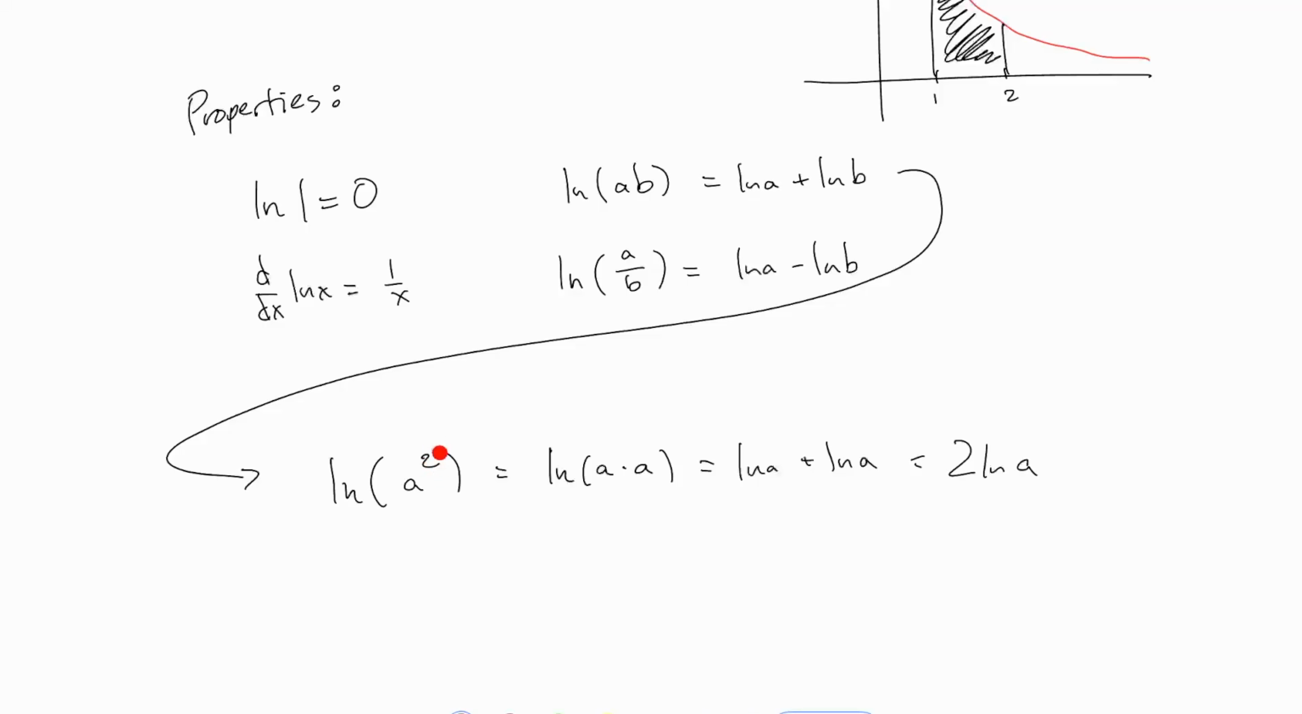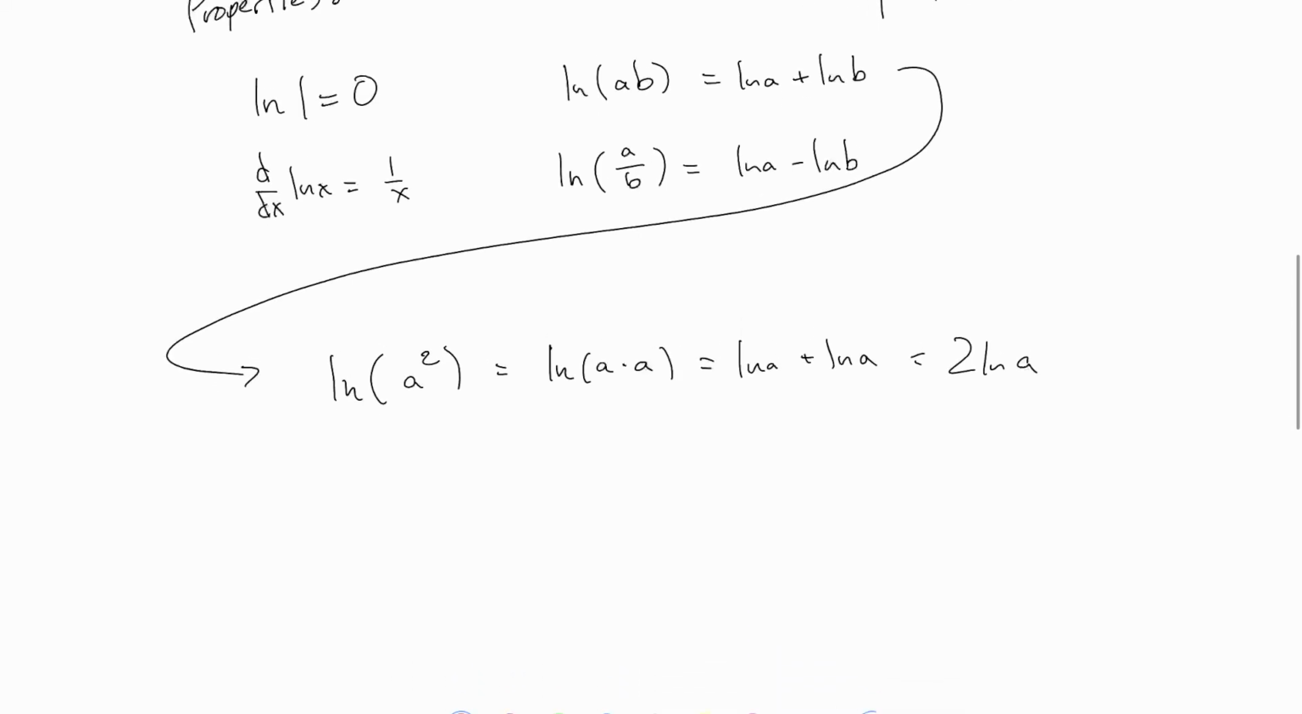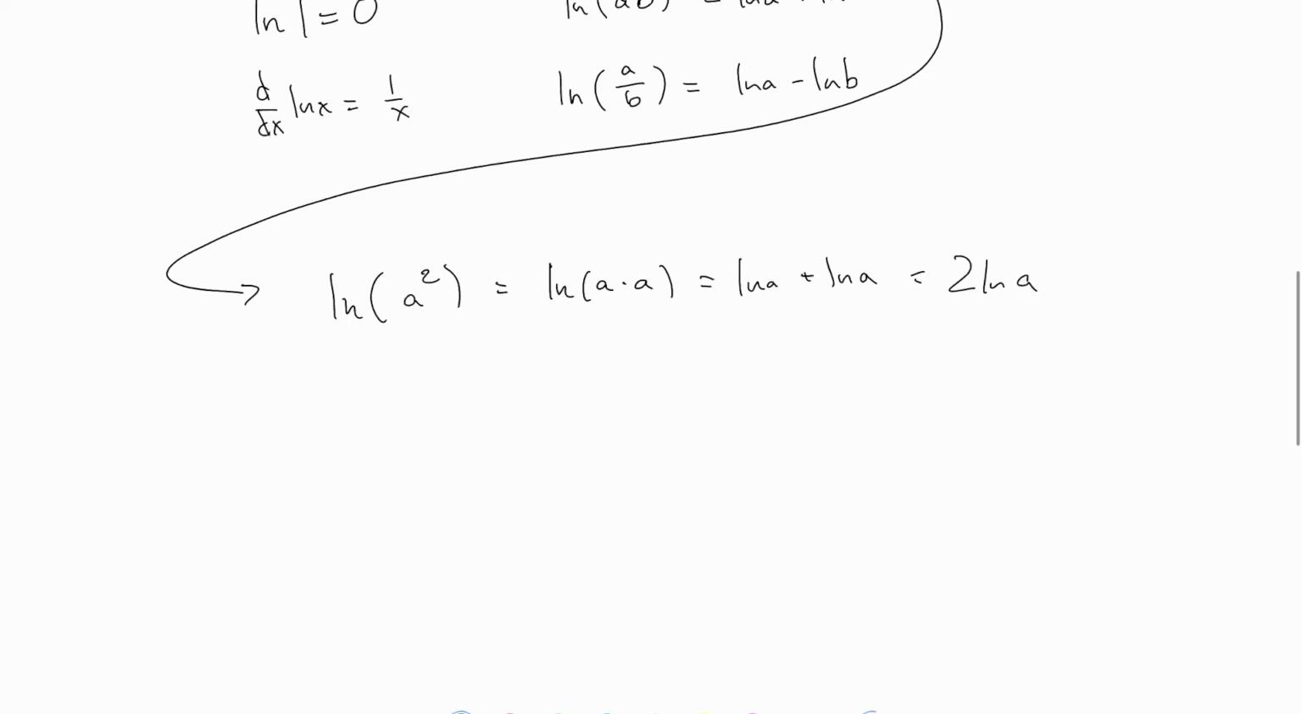Actually, this is not special about the number 2. If I had used a cubed, I could break this up as a times a times a, and then it'd be log a plus log a plus log a, and then you add them up. You would get 3 ln a, right? This is actually true for any exponent in there. And in fact, even exponents which are not whole numbers, something like the 1/2 power, this also works for that, although it's less obvious, but I'm just going to say it.